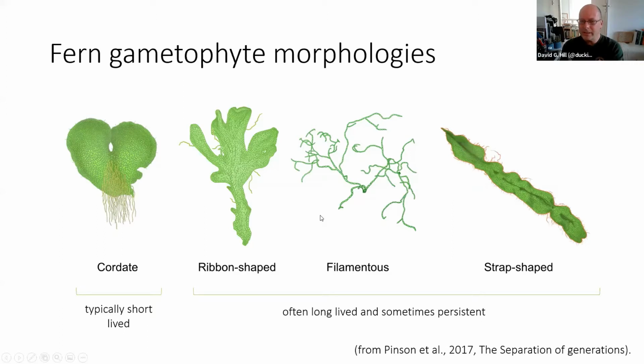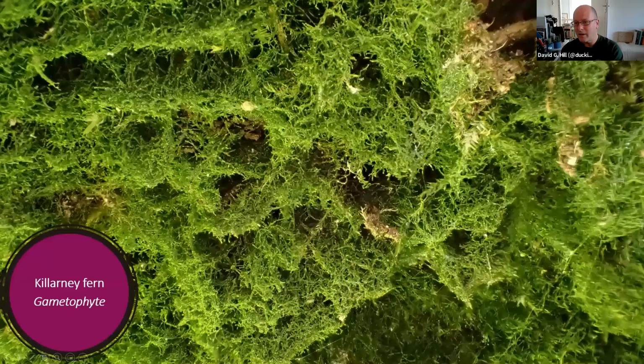So this is an example of a filamentous one. This is probably our most famous in pteridological terms. This is the Killarney fern, Vandenboschia speciosa as it is now, which is a persistent gametophyte. So it can live quite happily and reproduce quite happily in this filamentous form. So it doesn't look like a fern at all.